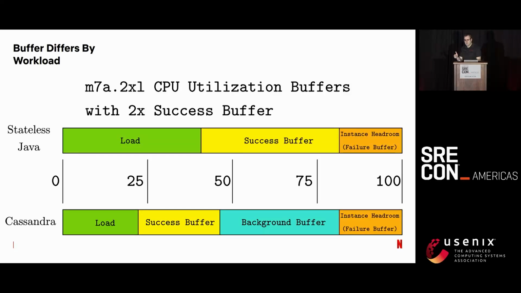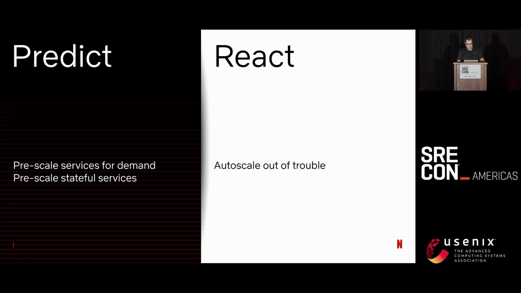Buffer also differs by workload. So for example, a stateless Java app doesn't have background tasks like data compaction or repair or backup like a database does. So you could be looking at 2 workloads and see one thing running at 10% CPU and one thing running at 30% CPU on the same kind of server. And without understanding the buffers that led to those, you can't make a representative claim of whether they're cold or hot, right? It might be exactly as hot as it needs to be to leave that buffer for those background activities.